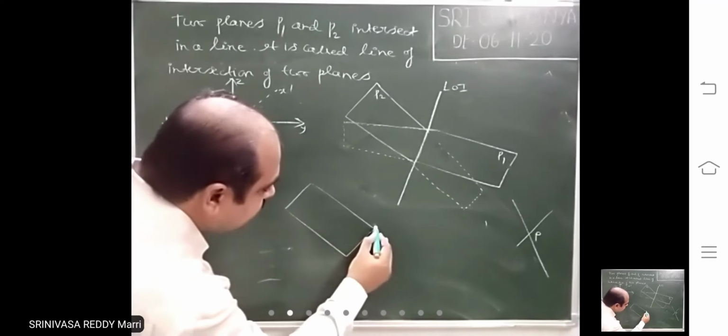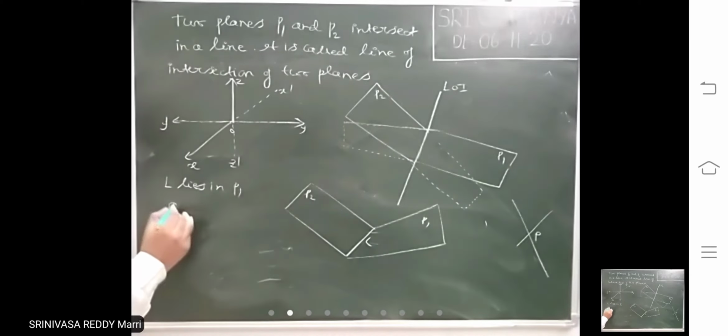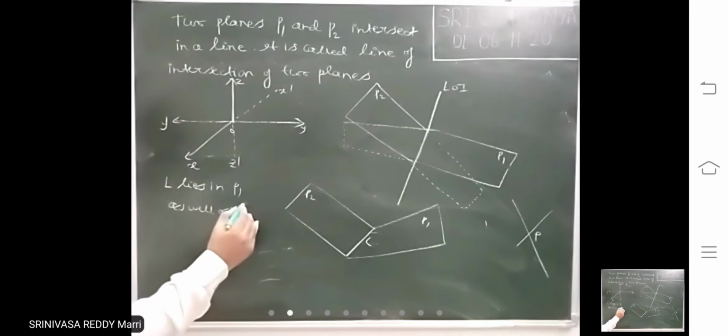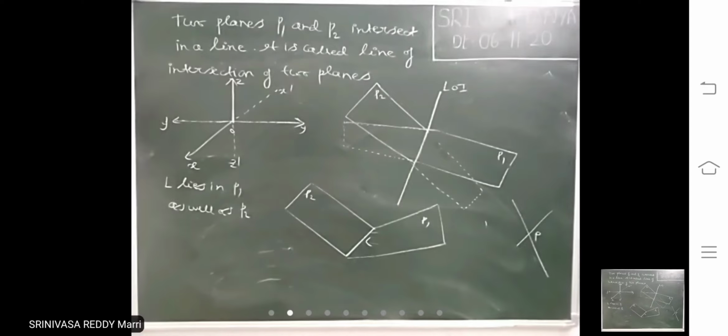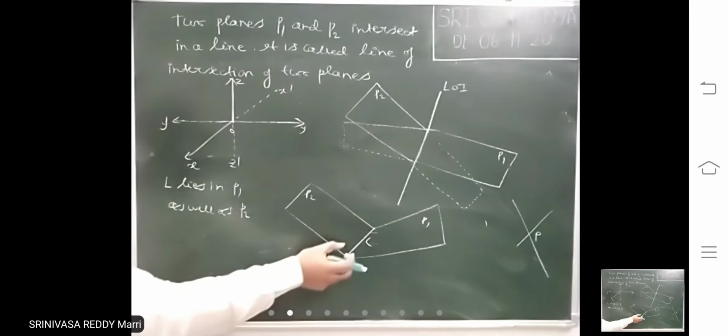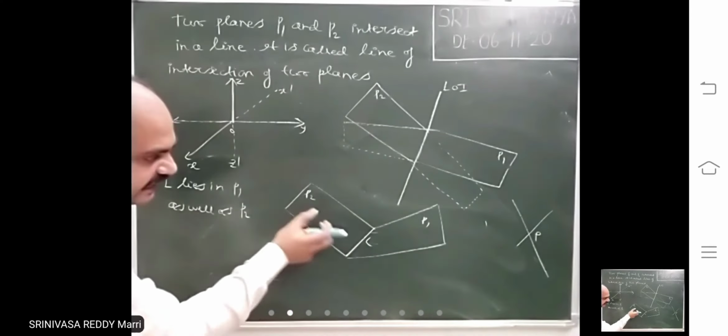So this is the line of intersection. Let us say this is P1, this is P2, and let us say this is L. Now L lies in plane 1 as well as plane 2. This line lies in the left paper as well as the right paper. That means this line lies in both planes; it is the line common to both planes.